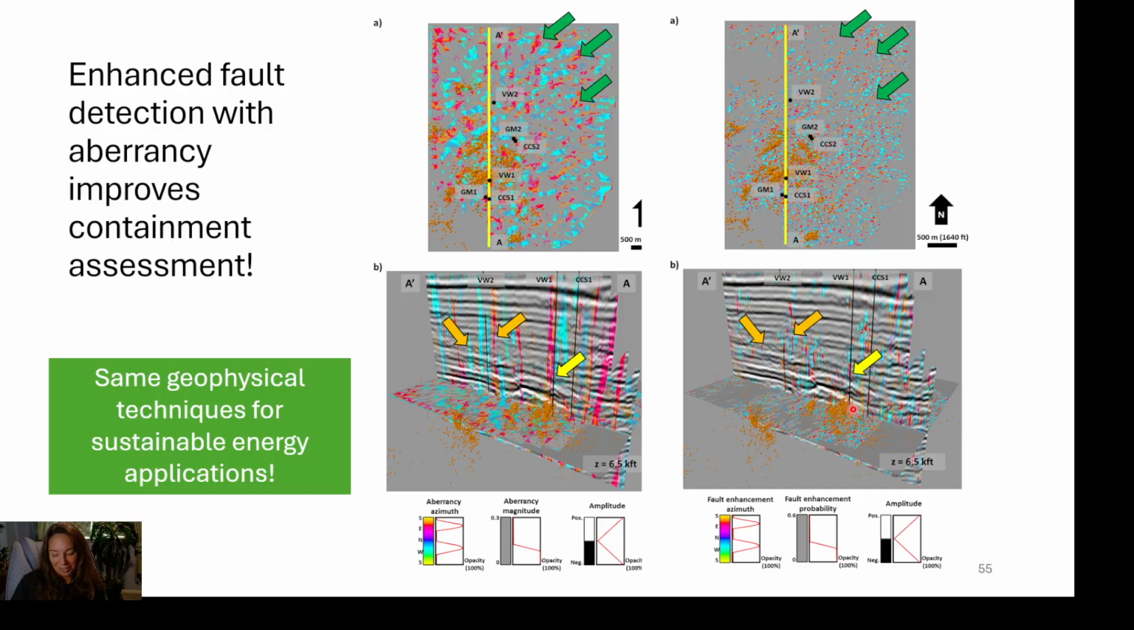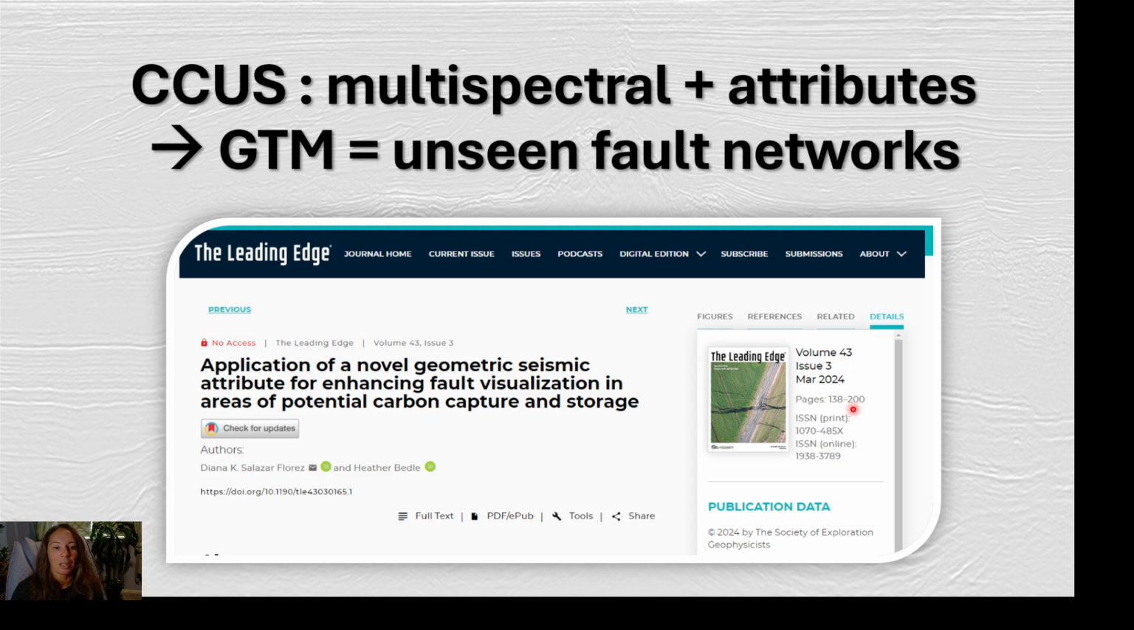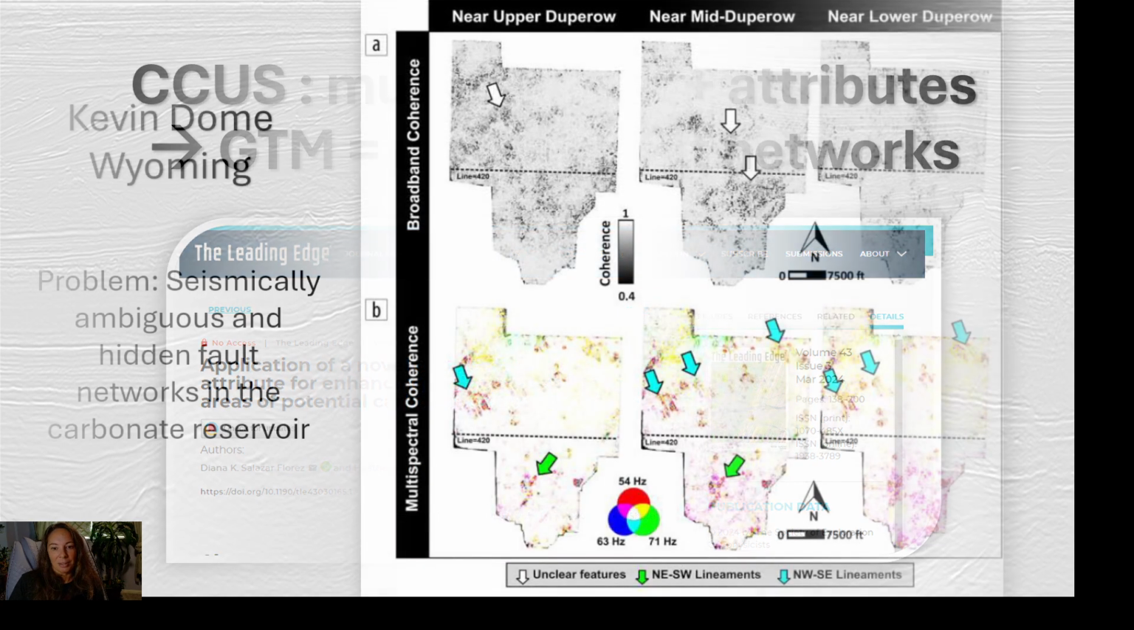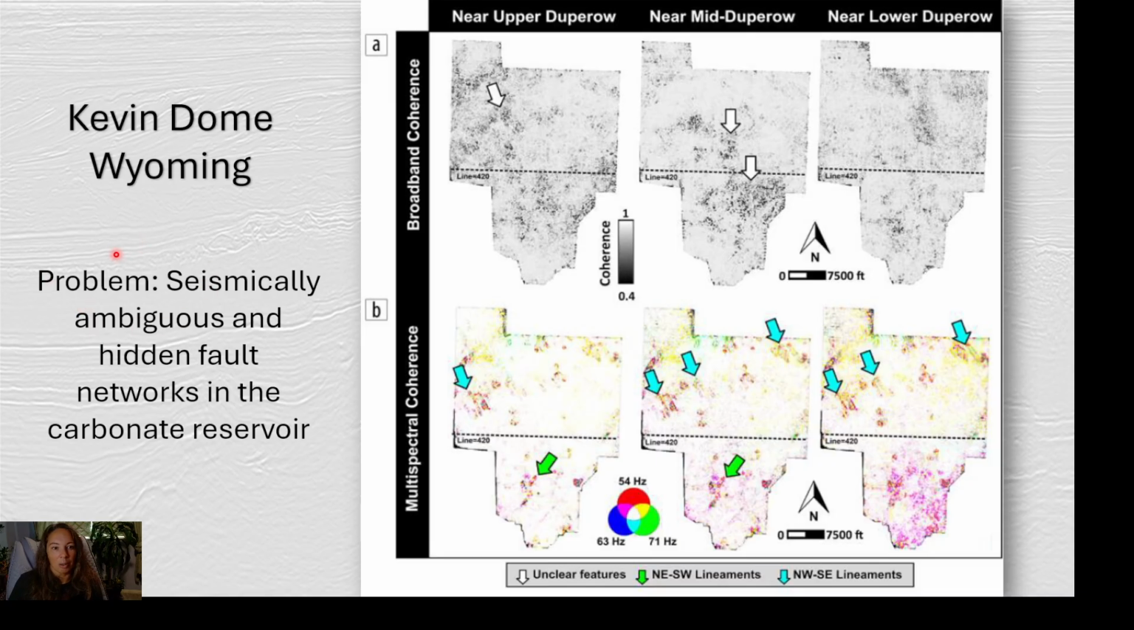So in the next one that I'm moving to, we did use machine learning. This was some work done by one of my master's students in the Kevin Dome area. Again, it's been published in the Leading Edge, where she was looking at an area that was under investigation for carbon capture, utilization, and storage, using both multispectral attributes and aberrancy. And then she used a machine learning method called GTM, generative topographic mapping, to help see these previously unseen fault networks. So as we look at this, just a little background.